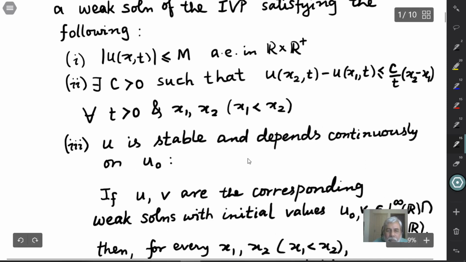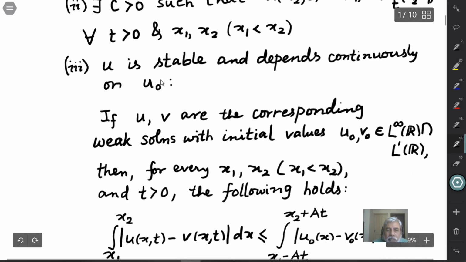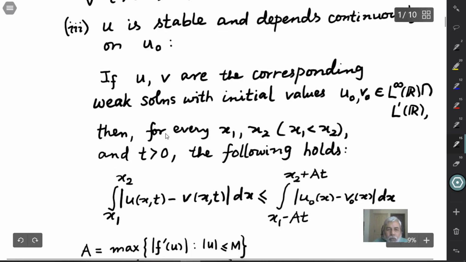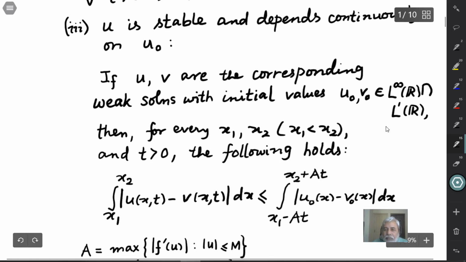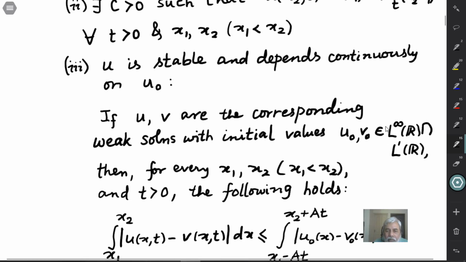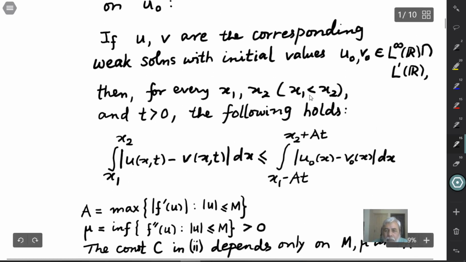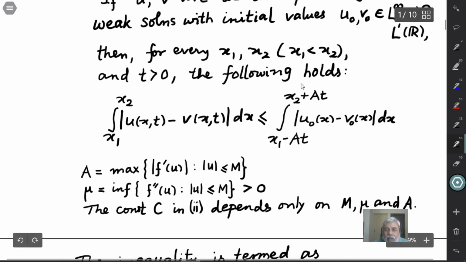And I also state the third property, which is continuous dependence on the initial condition. So u is stable and depends continuously on u0. That statement is mathematically stated as follows. If u and v are the corresponding weak solutions, u with initial condition u0 and v with initial condition v0, and u0, v0 are assumed to be not only bounded but also integrable, in L1 of R, then for x1 less than x2 and t positive, the following estimate holds.